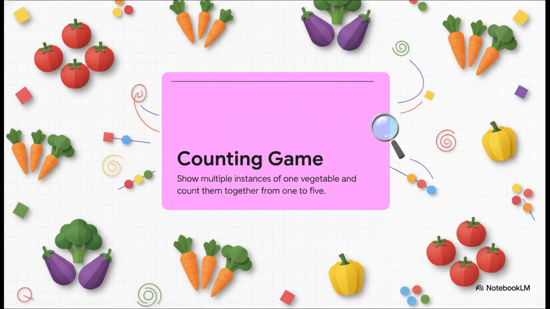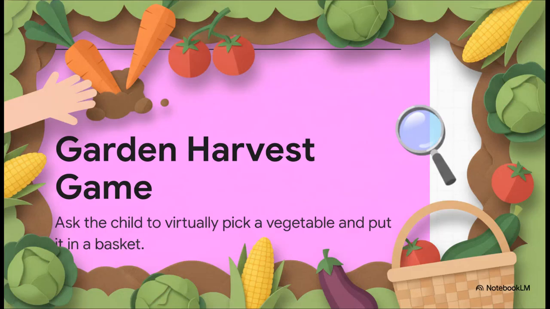Now, the garden harvest game introduces a simulated physical task. By asking the child to virtually pick a vegetable, it bridges the gap between the screen and real-world actions. The kid points or reaches out and, boom, it triggers a satisfying animation of the veggie jumping right into the basket. It makes the digital environment feel entirely tangible and responsive.